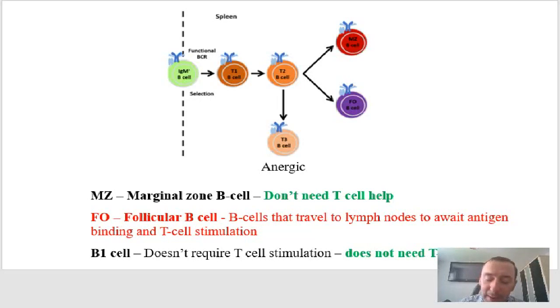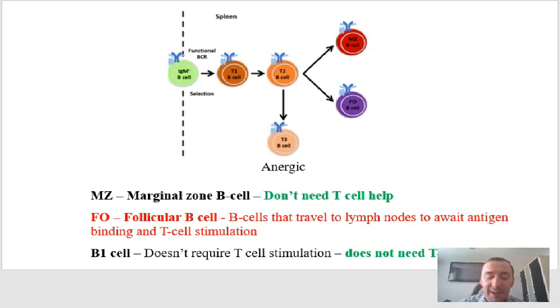Whereas the follicular B cell leaves the spleen, goes to the lymph node, and waits for antigen to bind to its B cell receptor, and then subsequently gets some help from T cells to elicit a response. That's the B cell that we'll be mainly focusing on for the majority of the module. Another B cell of interest is the B1 cell, and this is another B cell that doesn't require T cell help.